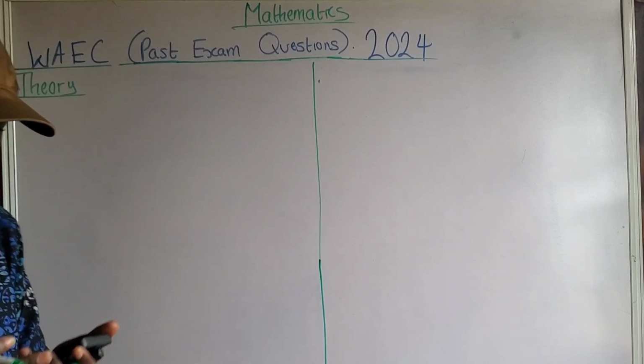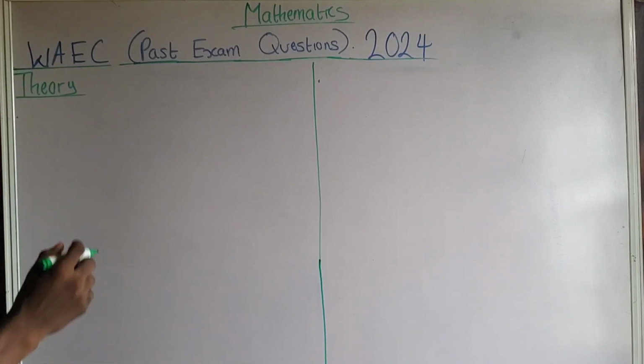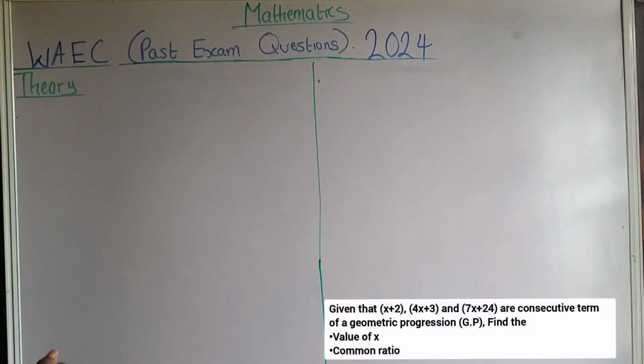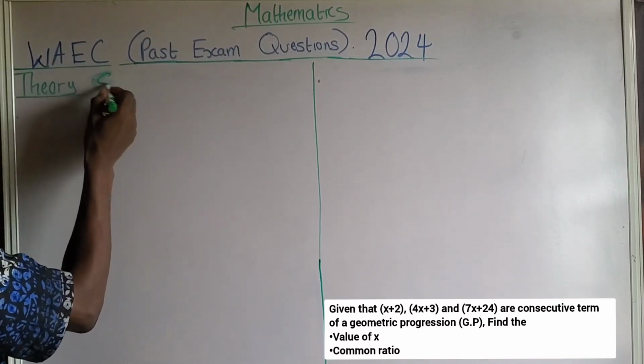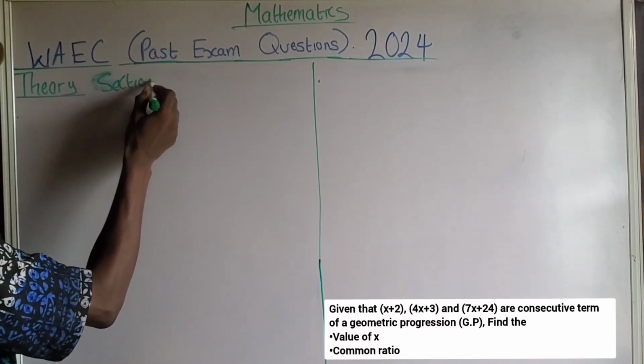Okay, let us proceed to section B of the WAEC 2024 Mathematics past exam solution. That is section B. We are done with section A.